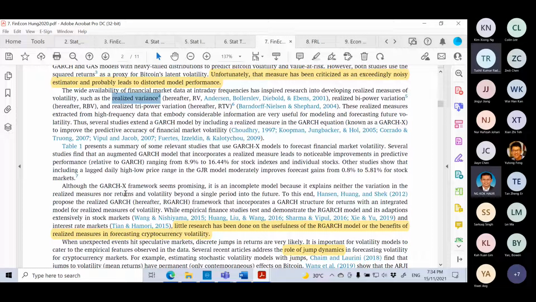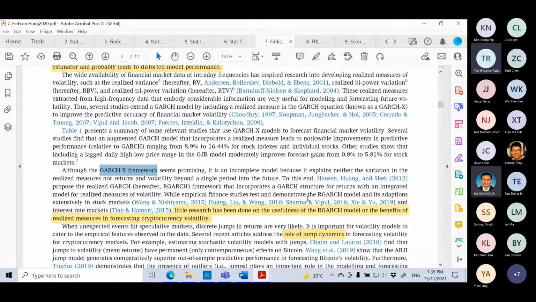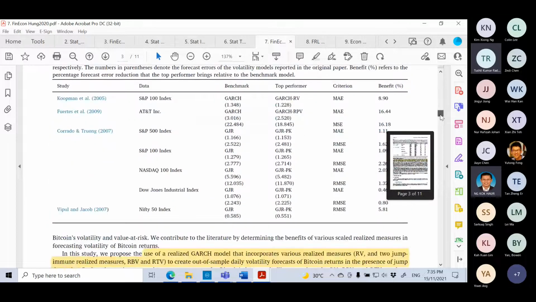They say that there is research, but little research has been done on the usefulness of the GAS model. Okay, maybe somebody has done GAS X, but they don't have much research on the GAS. In particular, they concentrate on the different types of realized measures. So this is the main contribution of the paper, where they study the GAS model, and at the same time, they want to study what happens with different estimators, so that they can improve the model performance. Okay. So this is all about it here.